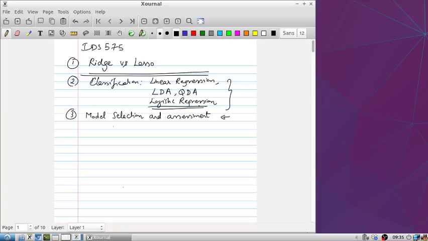Does that say assessment? Yeah, assessment, just evaluation. We've already seen cross-validation. I just couldn't read it. Okay, so let's start.